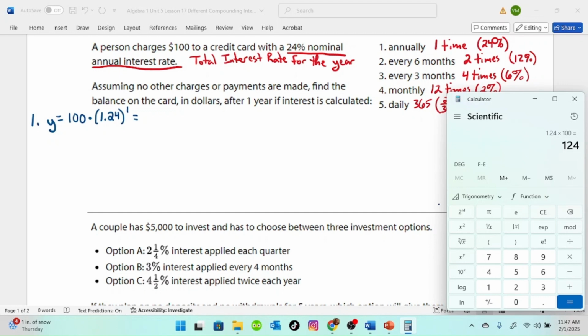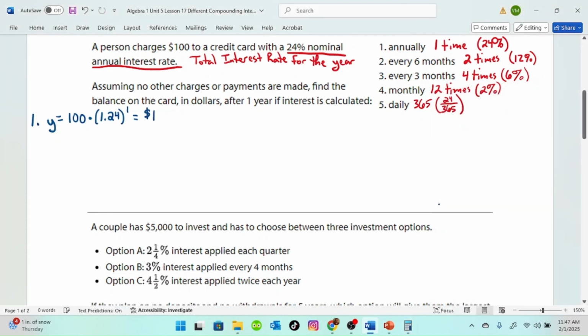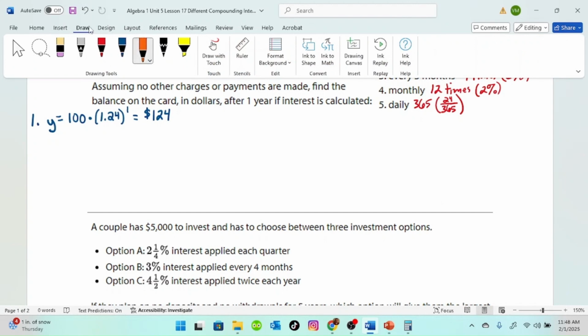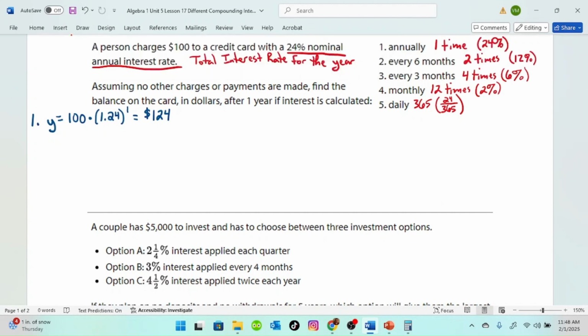So anything to the power of 1 is just itself. So we have 1.24 times the $100 we started with. So we would owe $124 on the credit card. That's if they charged interest once a year. Now we can look at number 2.